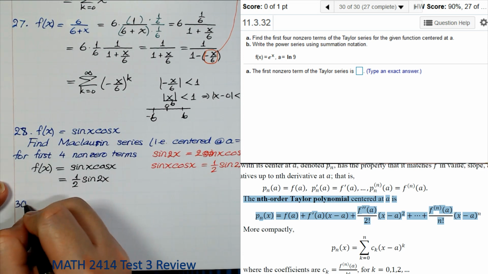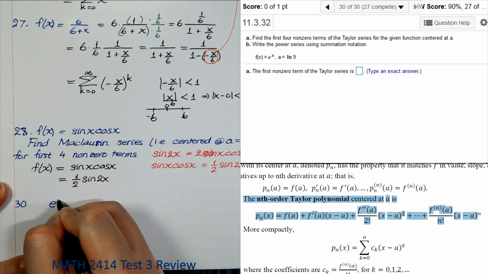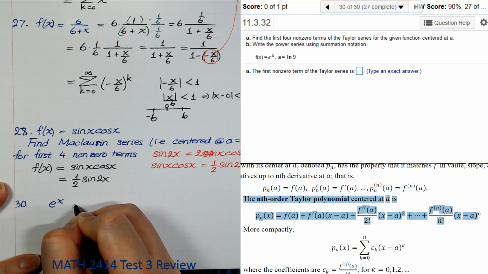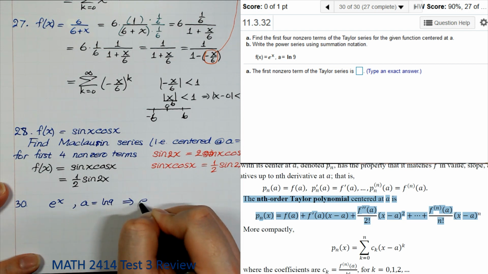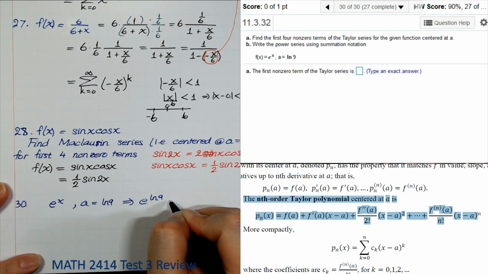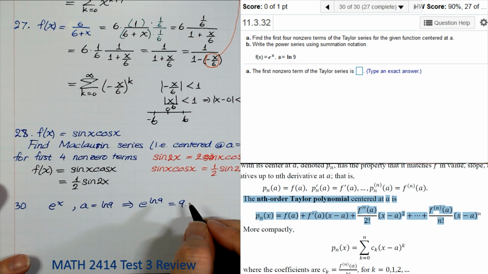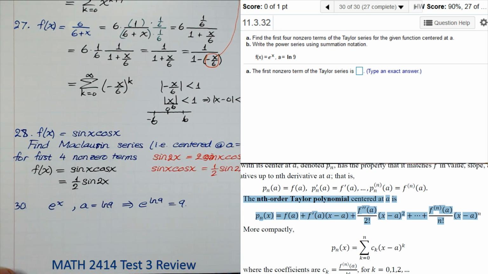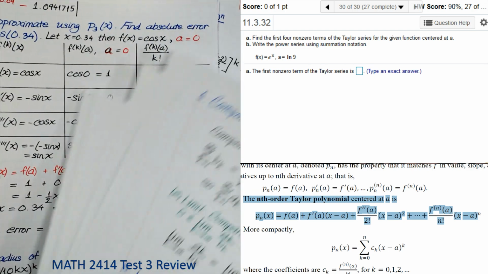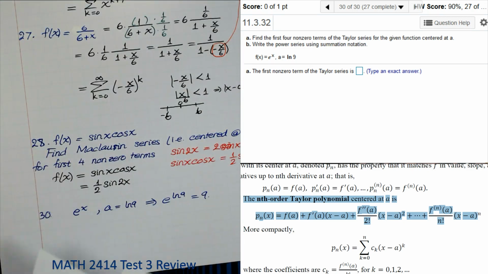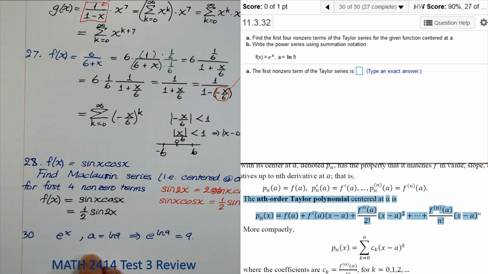But here's a note that e to the x, and this a is equal to ln of 9. So e to the ln of 9, that cancels out and is equal to 9. Just give you this hint. The rest you have to construct the table, and by the table I mean this kind of table. Yeah. I think you need some practice on that.